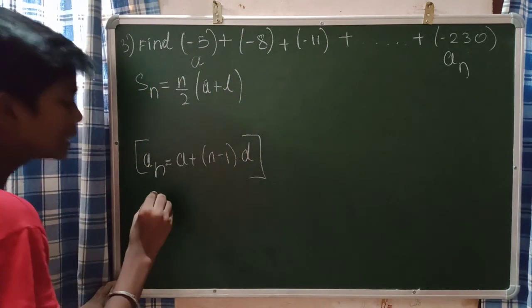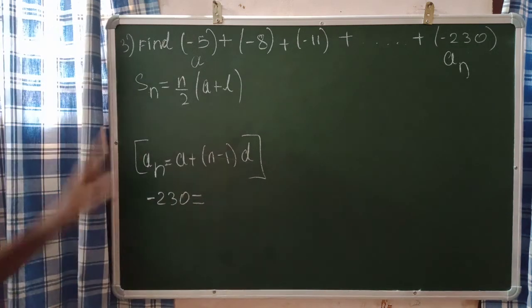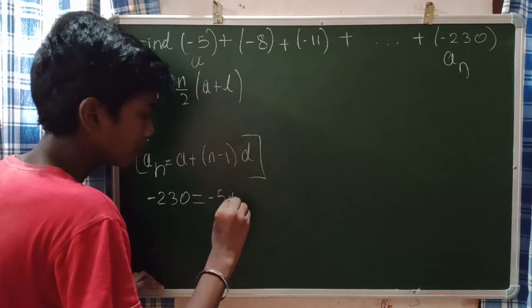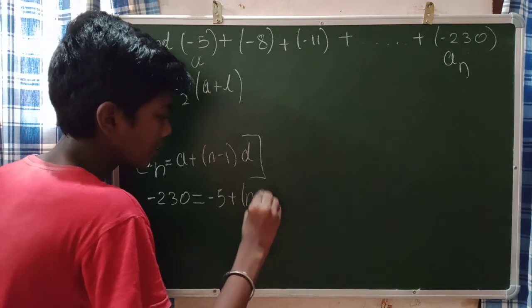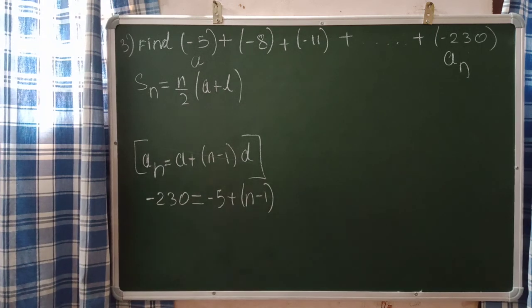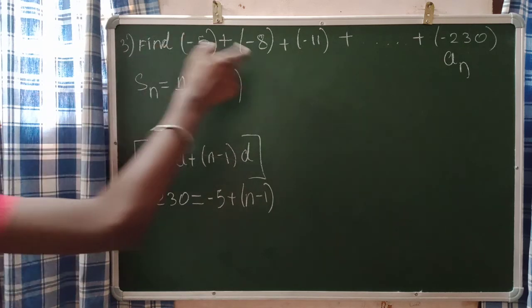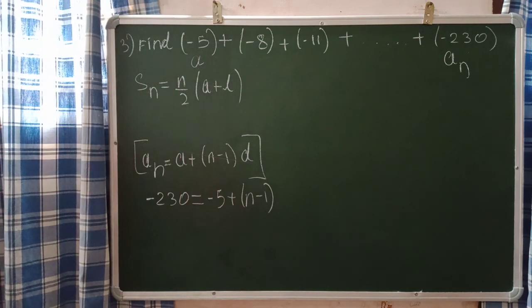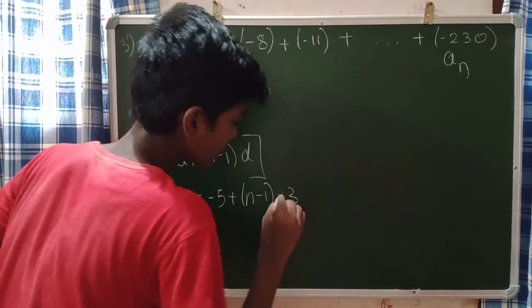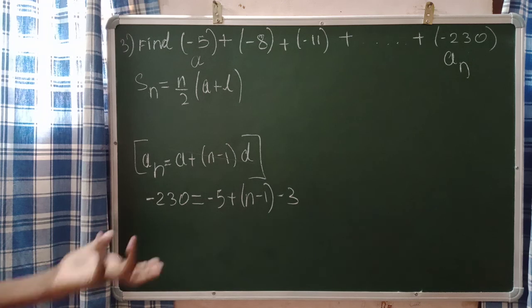If your an is equal to minus 230, that is equal to a, which is minus 5, plus n minus 1 into d. What is the value of d? d is nothing but the common difference. That is minus 8 minus of minus 5, which is minus 8 plus 5, which is minus 3. Now I need to find the value of n just by solving this simple equation.